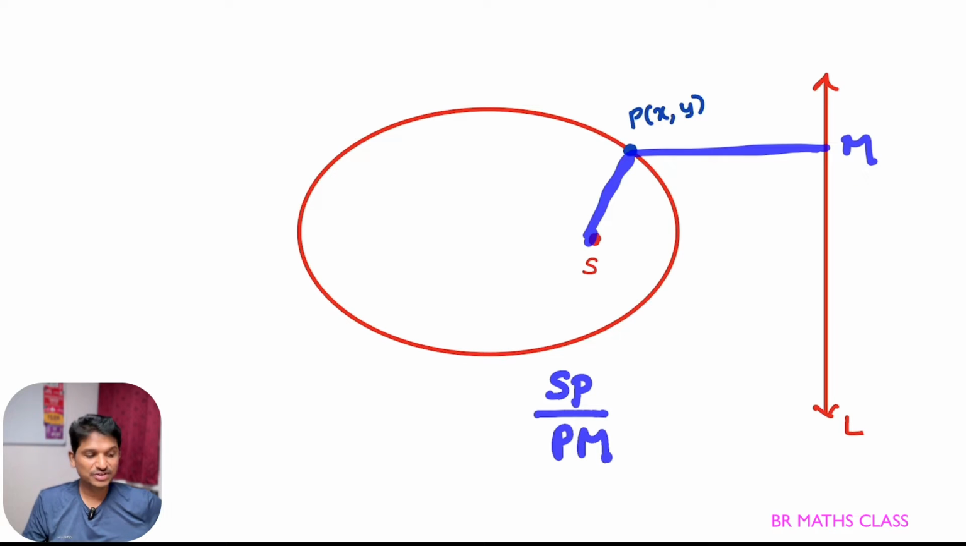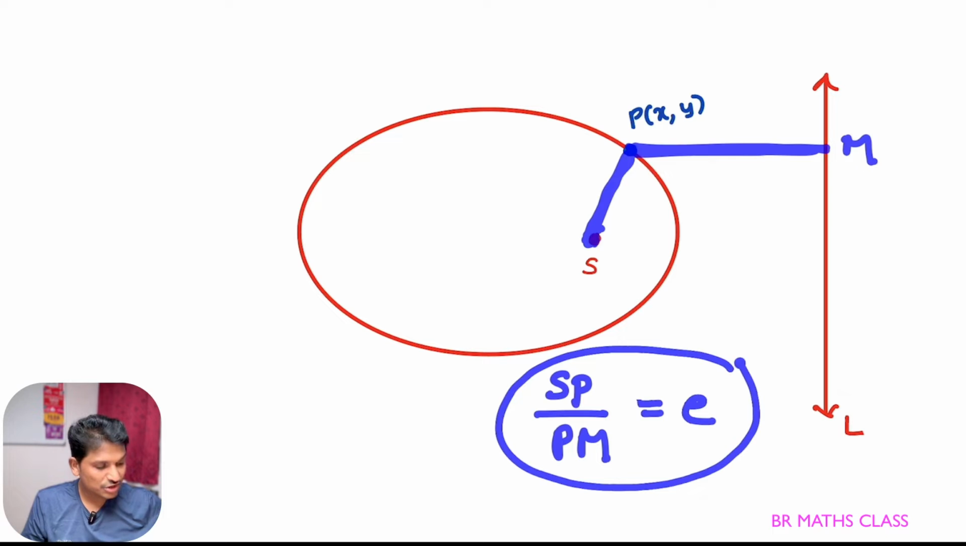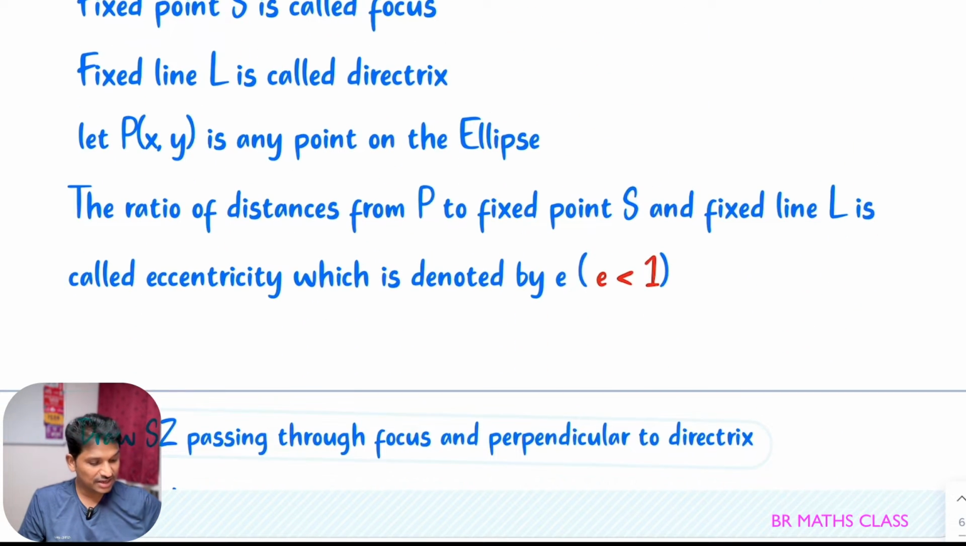What is focus? Fixed point S is called focus. What is directrix? Fixed line L is called directrix. What is eccentricity? The ratio of its distances from fixed point and fixed straight line is called eccentricity. That means SP by PM. This is called eccentricity, which is denoted by E. These things only are written here.